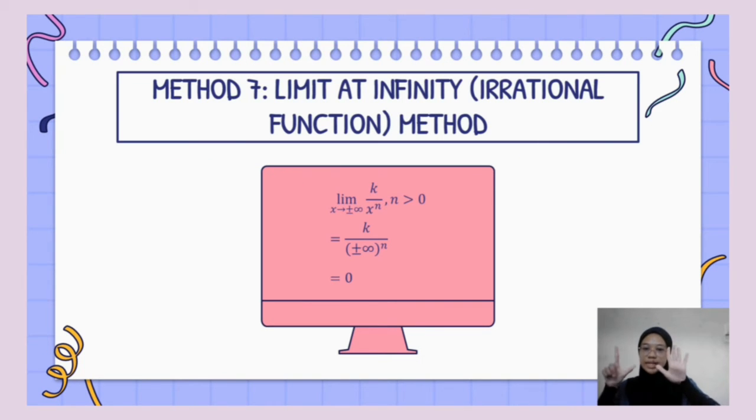The seventh method is the limit at infinity for irrational function method. We only have to substitute the value of x, which is the infinity, into the function. Whenever we get a constant over infinity, then the answer or the limit must be 0.